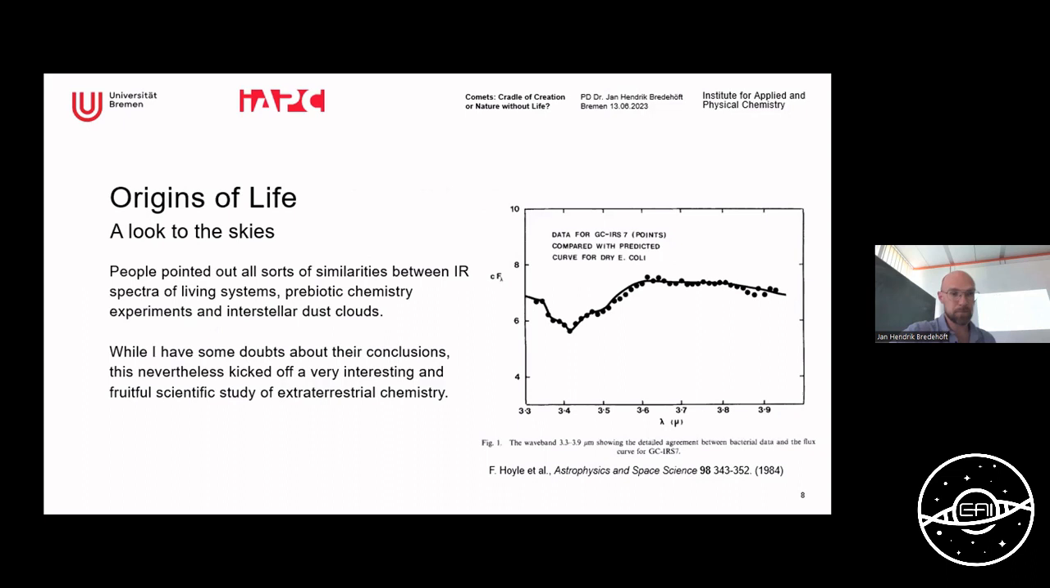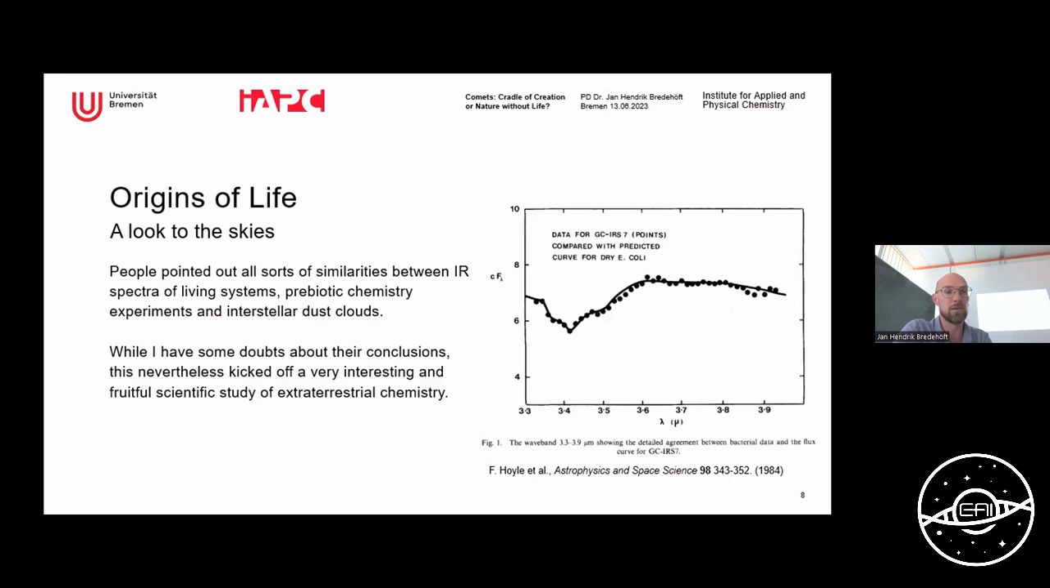One of the ways out of this was looking at the skies. So if the time on Earth was not sufficient to evolve the chemistry that is needed to form the first living proto-organism, then maybe some pretty highly evolved, chemically highly evolved species were imported to Earth. And people started pointing out, starting in the 60s, some pretty striking similarities between the IR spectrum of living systems and the prebiotic chemistry experiments like the Miller-Urey experiment and others, and interstellar dust clouds.